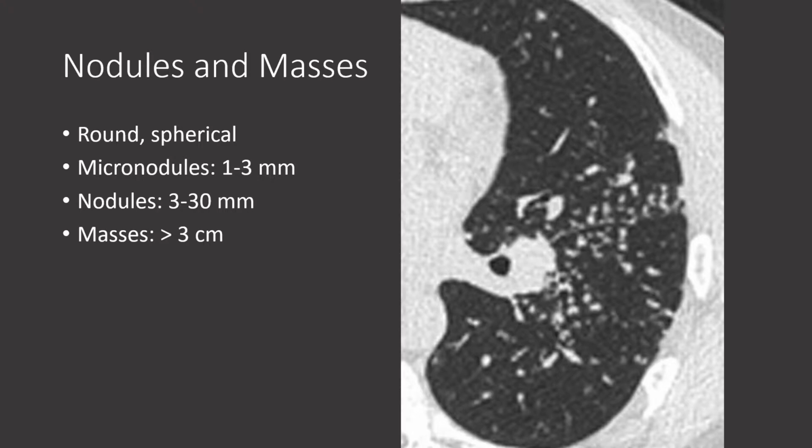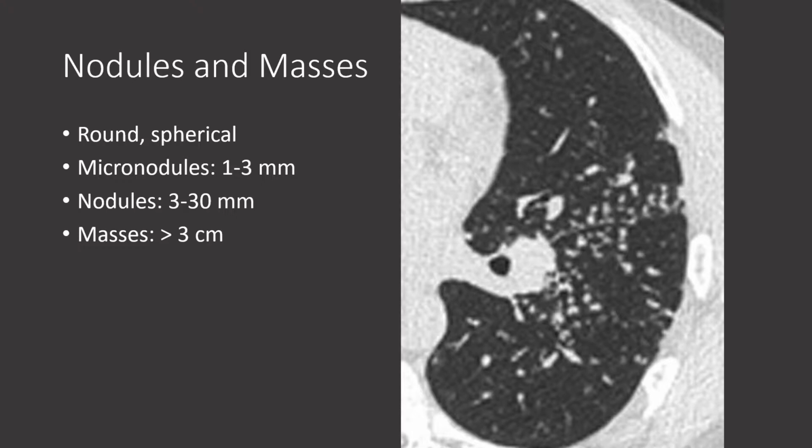Nodules are defined as rounded or spherical structures seen within the lung. Some arbitrary distinctions have been made by size, and please note that there is some variability with cutoffs regarding these sizes. In general, micronodules are defined as being 3 millimeters or less, nodules between 3 to 30 millimeters in size, and masses greater than 3 centimeters.